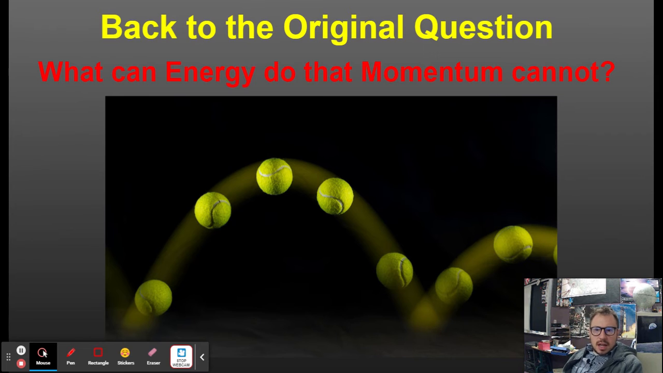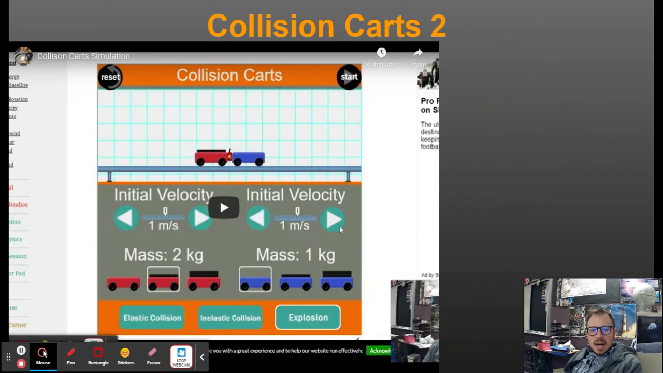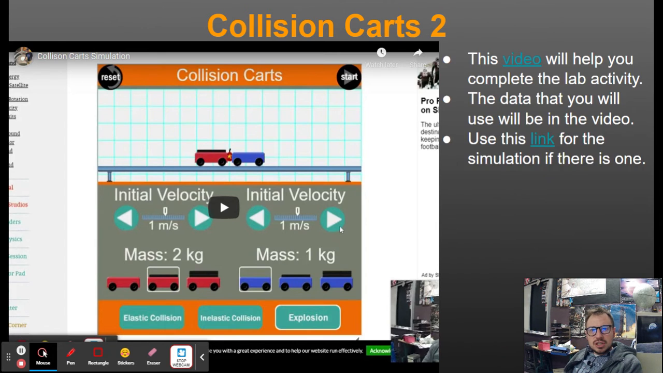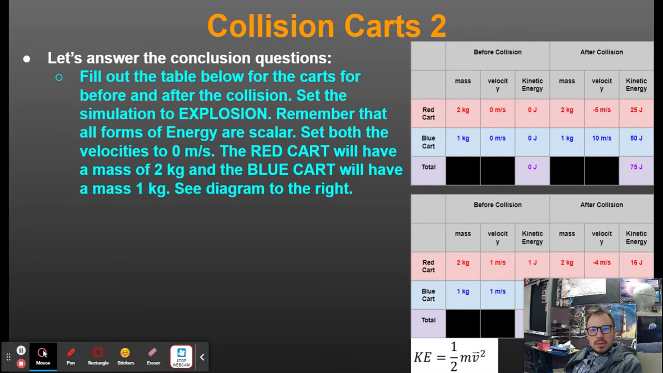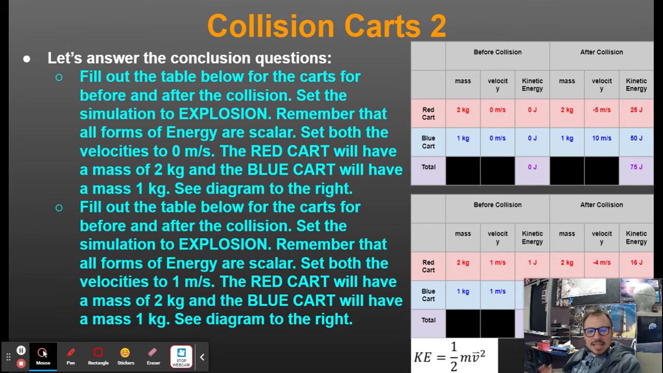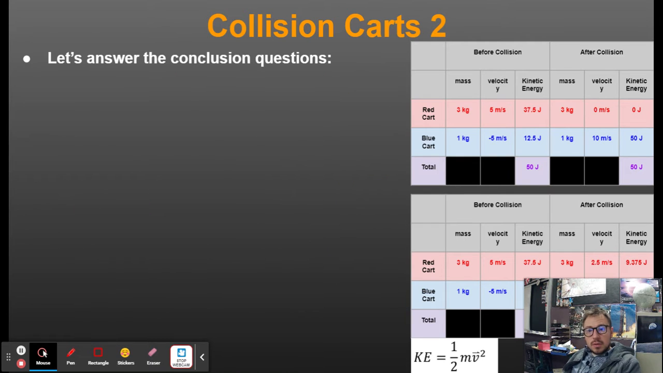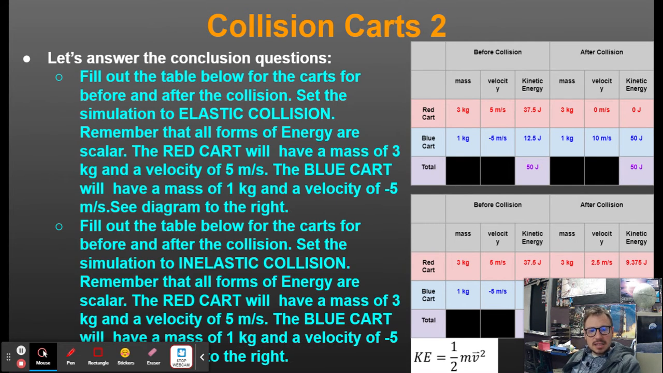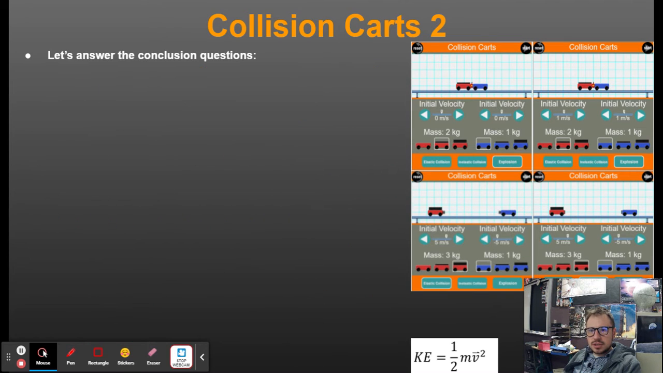So now that we've talked a lot about energy, let's answer this question. What can energy do that momentum cannot? To answer this, we did collision carts 2. If we look at this, this is the exact same lab that we did with momentum, except now we're calculating the kinetic energy before and after all these types of collisions. You can see the first two are an explosion, the next one is an elastic collision, and the next one is an inelastic collision. So let's go ahead and answer these questions.